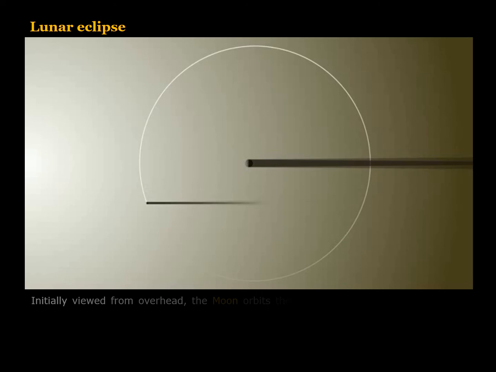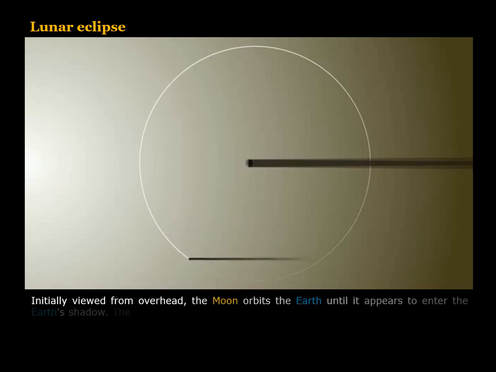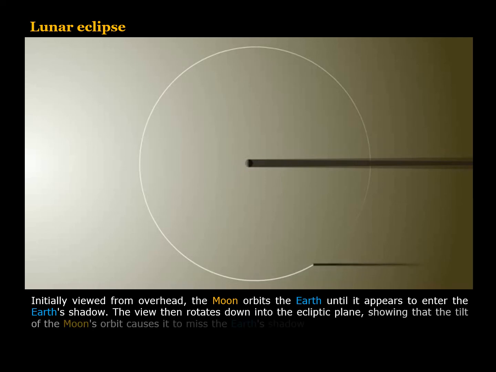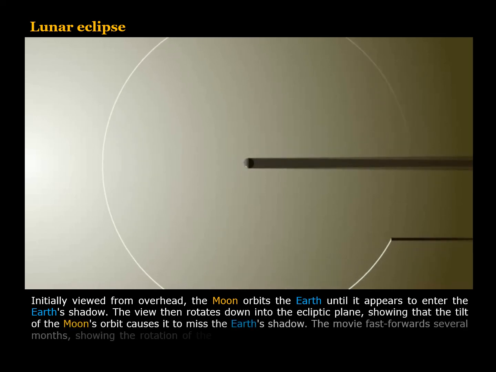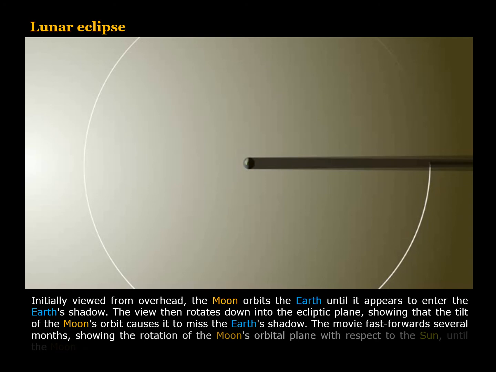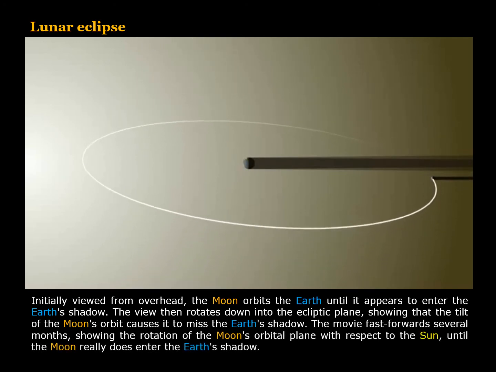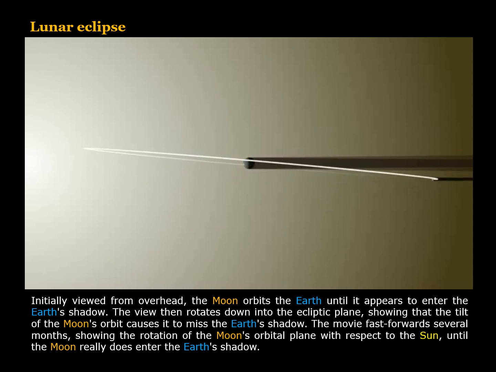Initially viewed from overhead, the Moon orbits the Earth until it appears to enter the Earth's shadow. The view then rotates down into the ecliptic plane, showing that the tilt of the Moon's orbit causes it to miss the Earth's shadow. The movie fast-forwards several months, showing the rotation of the Moon's orbital plane with respect to the Sun, until the Moon really does enter the Earth's shadow.